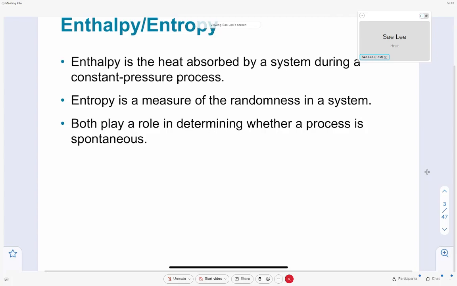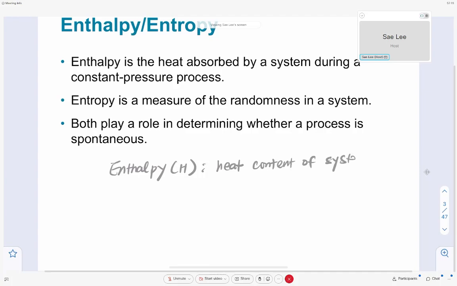Enthalpy and entropy are both part of a thermodynamic system. However, they are two totally different concepts. Enthalpy is the heat absorbed by a system during a constant pressure process. Enthalpy is basically the amount of internal energy contained in a compound, the heat content of a system.